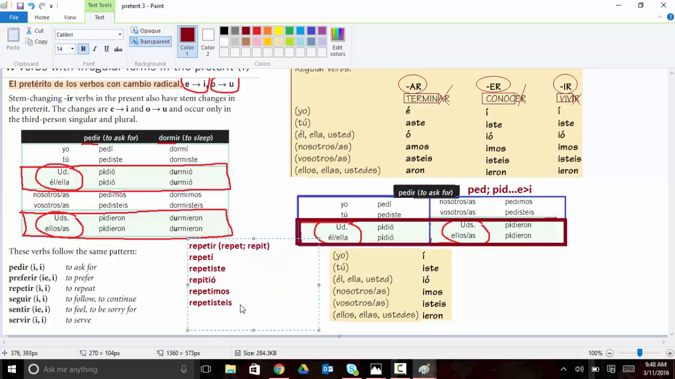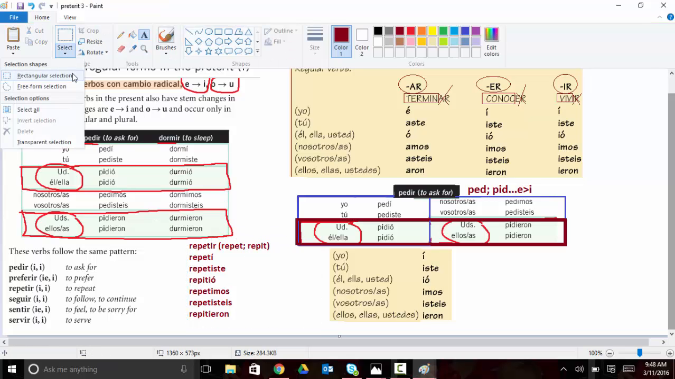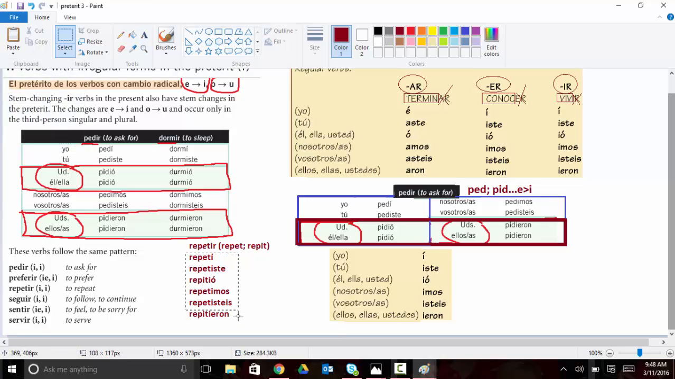Okay, and then it would be repitieron, okay? Darn it. So repetir would look like this.